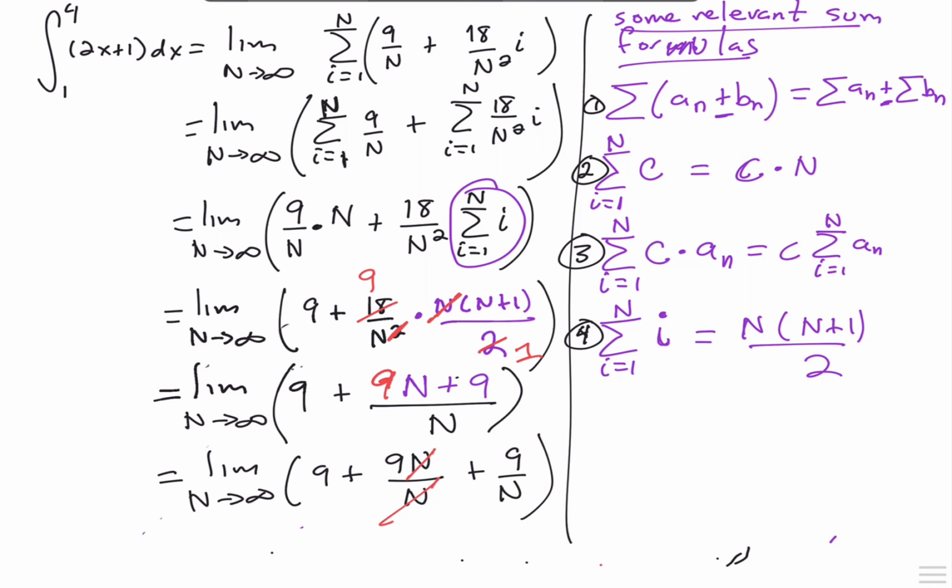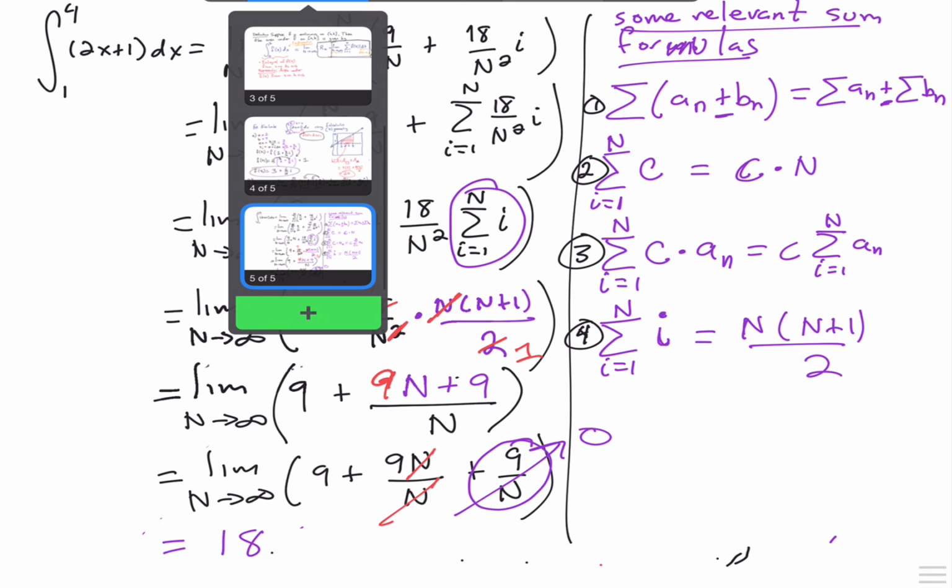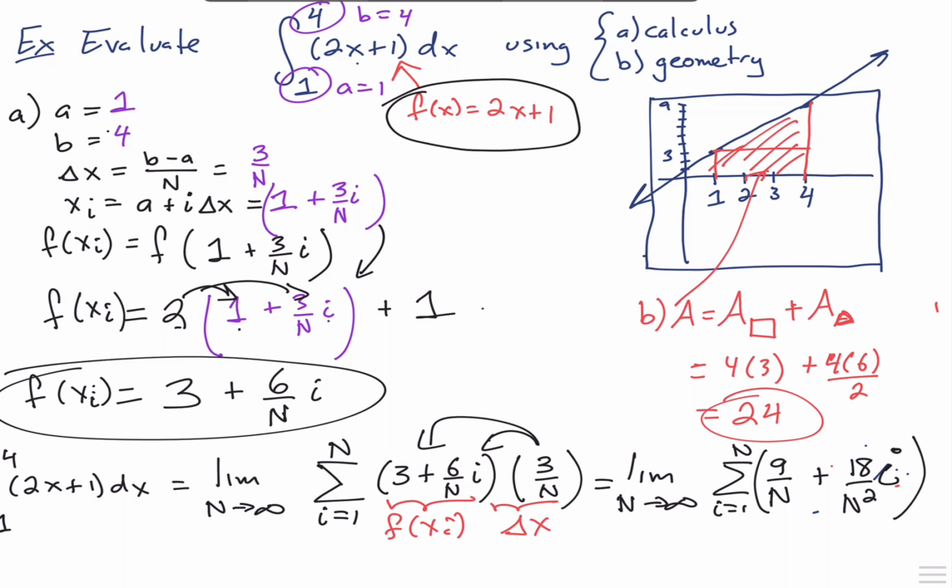So now we can take the limit. What's the limit as n goes to infinity? That's 0. So what did we end up with? 18. Is that what we found earlier? No. No! Oh my goodness. What do we get? 24? Well, that's not good. Okay, well, where did we mess up?